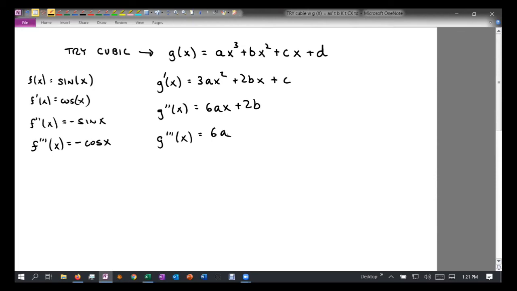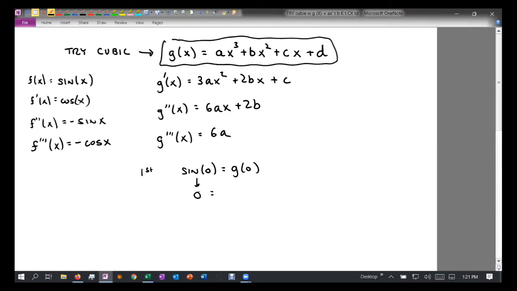2b is a constant, so the derivative of that would be 0. Right. Okay, so now let's play the game. First thing we're going to do is match. We're going to make our sine at 0 be equal to g at 0. We already know sine of 0 is 0. And what would this g function be if we plugged in 0 for x? D. We just get d, right? Yes. If we replace all the x's with 0. Okay, so we know what d is.